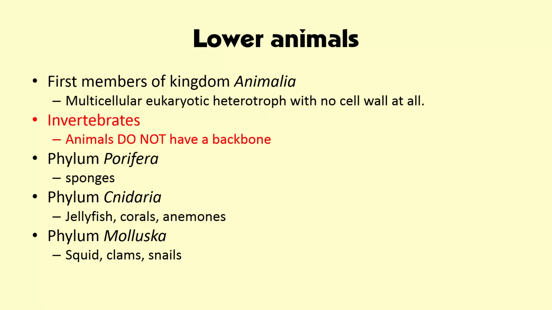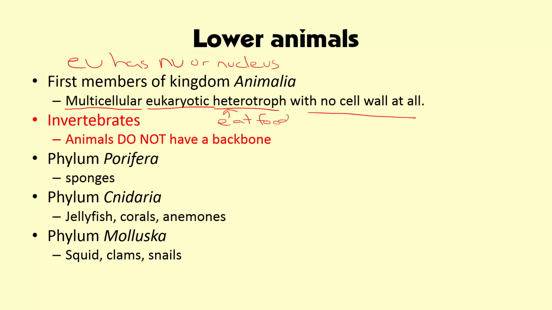Now, the true definition of any animal is that they are multicellular, eukaryotic, heterotrophs with no cell wall at all. So multicellular means more than one cell. Eukaryotic, hopefully you remember that U has nu, so U has nu, or nucleus. Eukaryotic cells have a nucleus. Heterotroph means they must eat food. So they are heterotrophs. They must eat food, and they have no cell wall. Cell walls belong in the kingdom of Plantae.